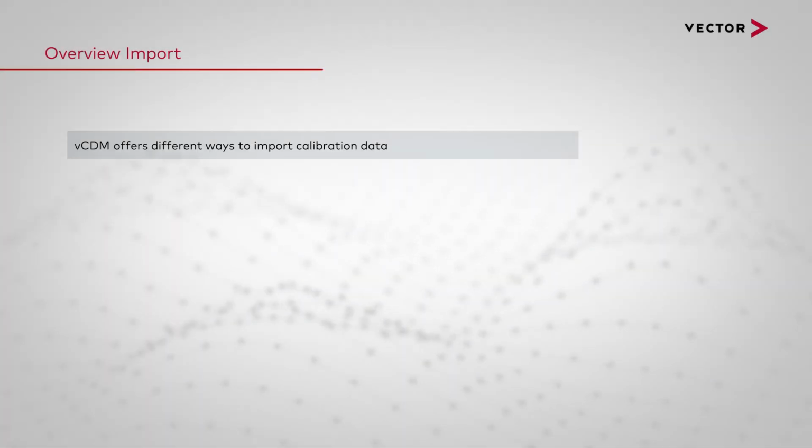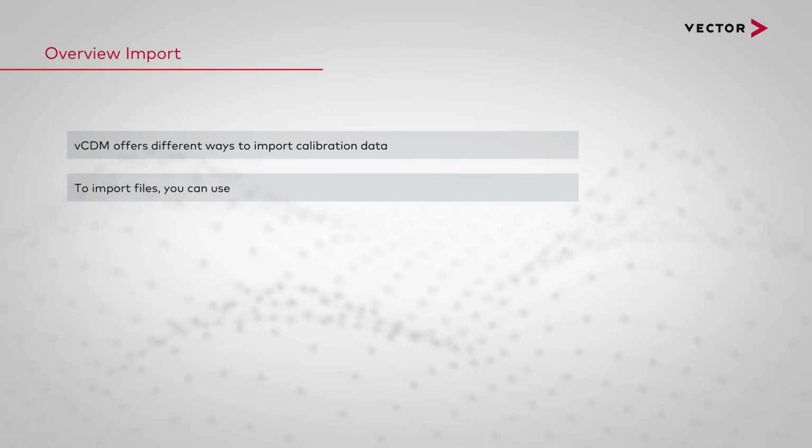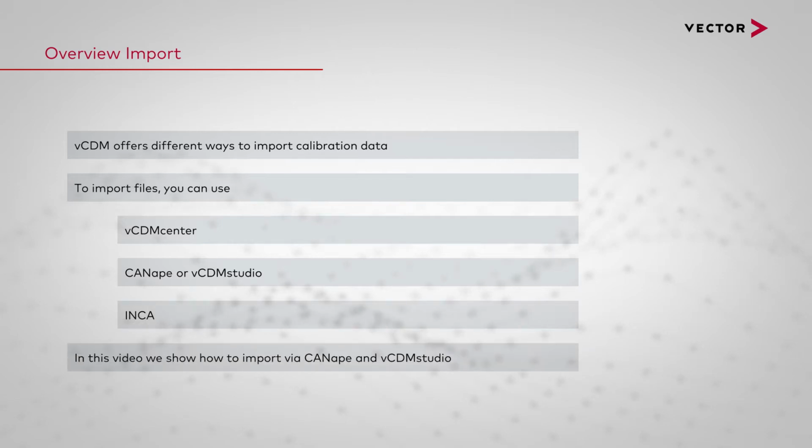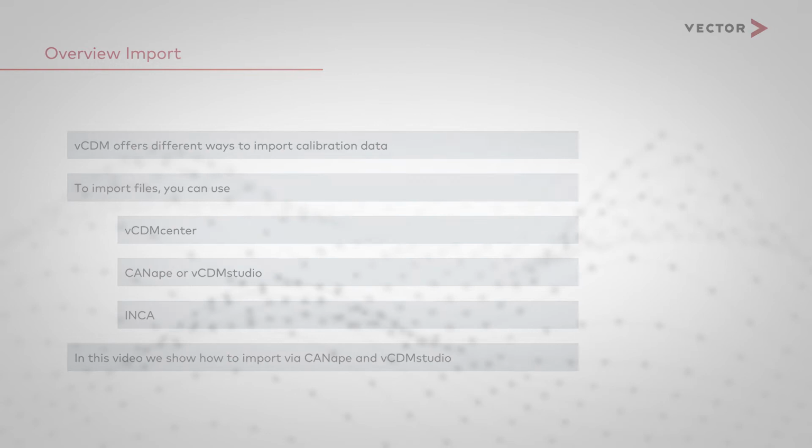vCDM offers different ways to import calibration data. To import files, you can use vCDM Center, CANape or vCDMstudio, Inca. In this video, we show how to import calibration data via CANape and vCDMstudio.